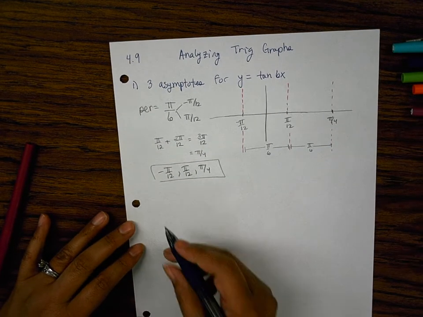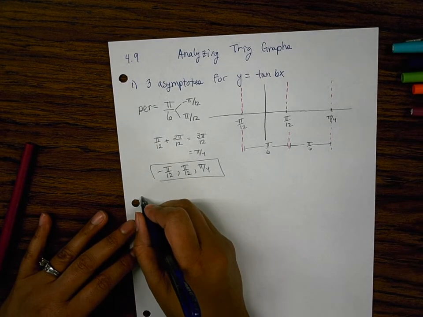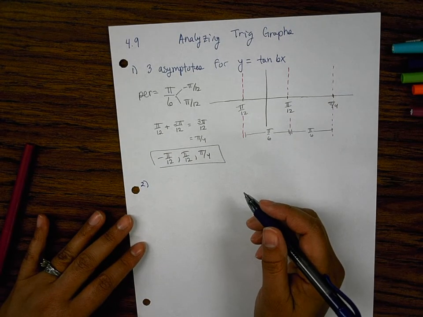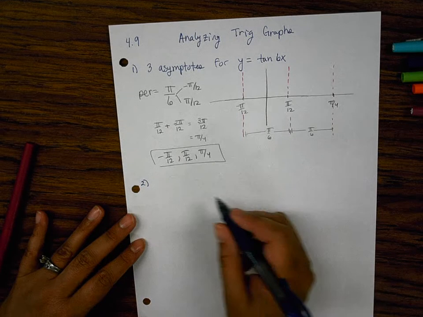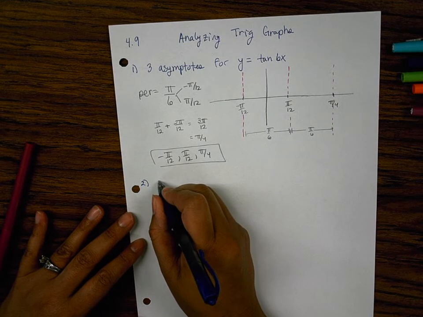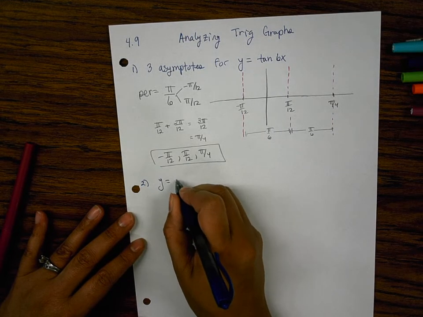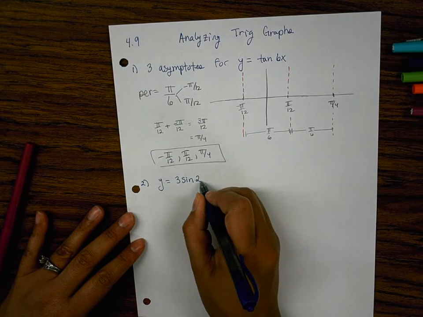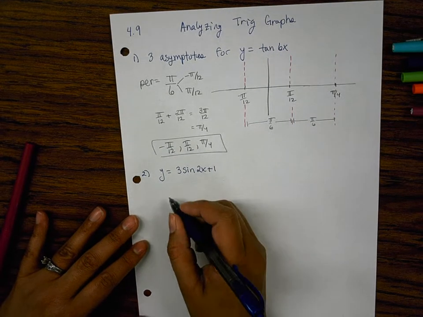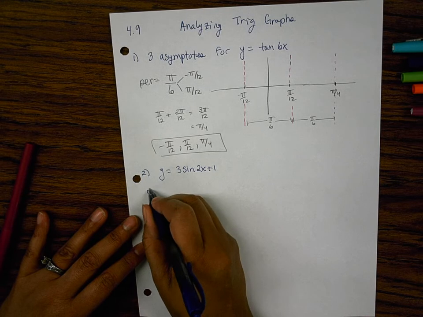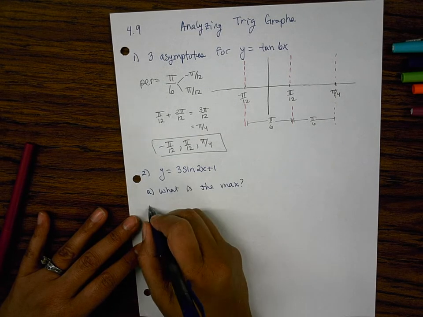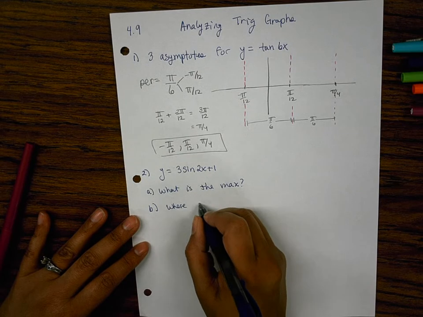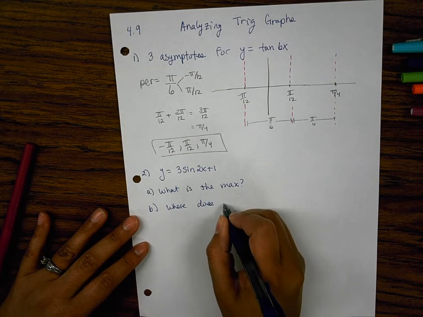Okay, let's go ahead and continue. Number 2. For this function, y equals 3 sine 2x plus 1, A, what is the max? B, where does it occur?